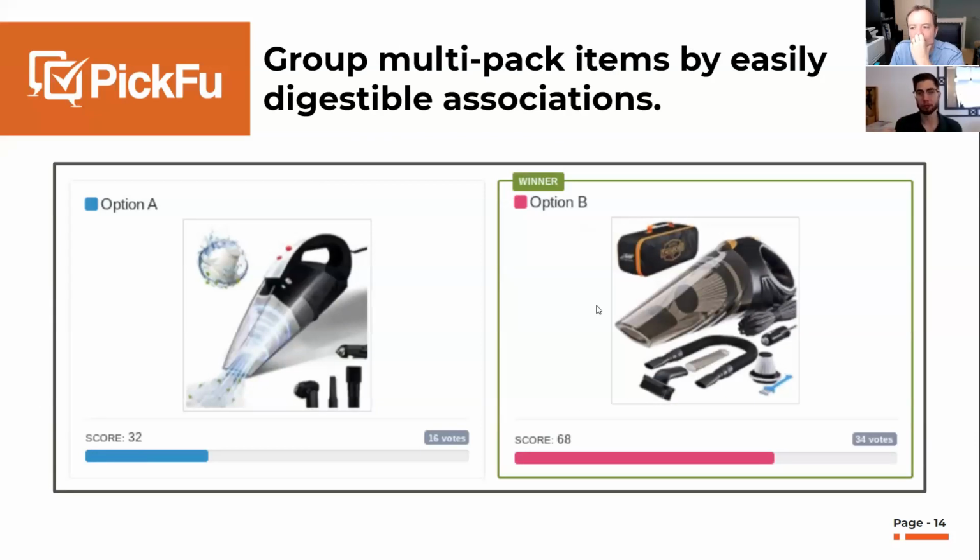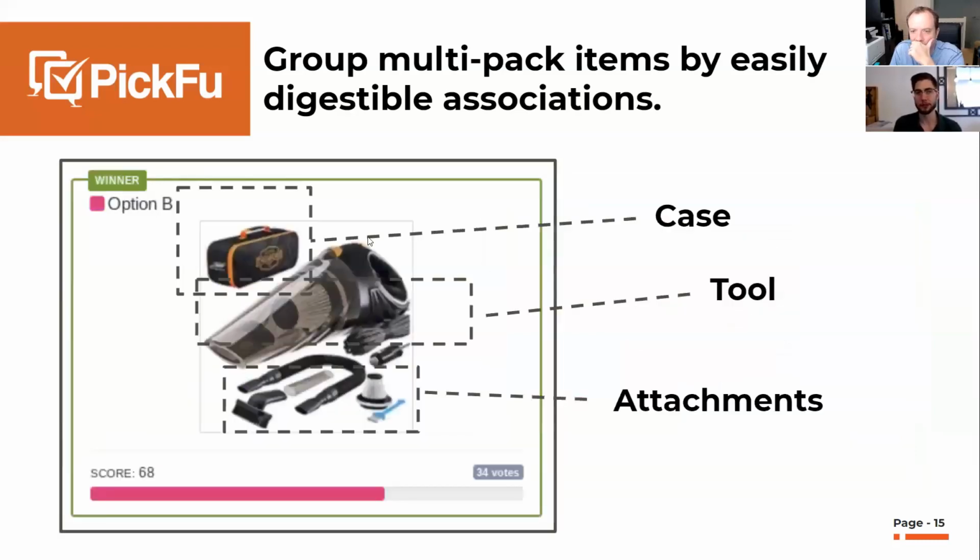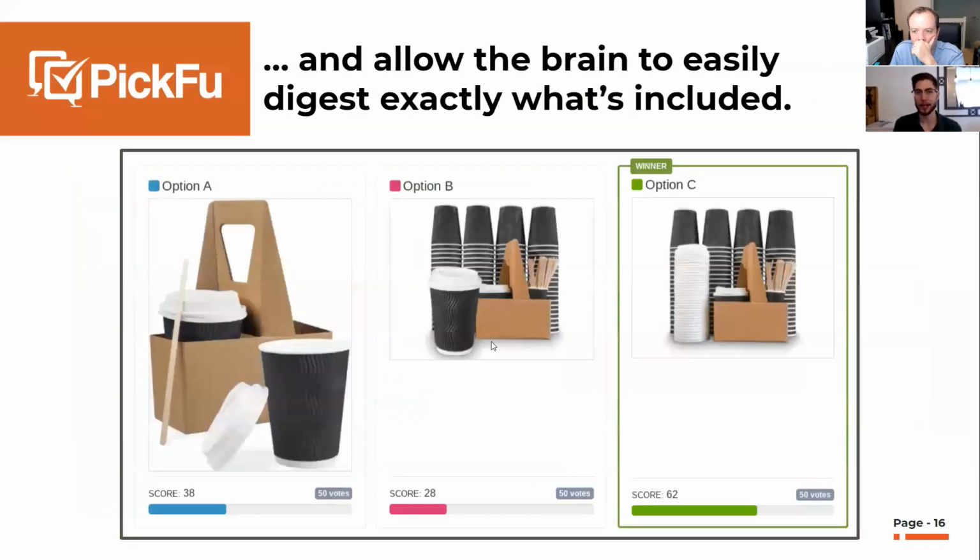A few other tips for main images that I'll give is that if you have a multi-pack item, you want to group the items by easily digestible associations. So, if we're comparing option A to option B here, it might just be like, well, option A is a mess, and obviously option B is going to be the winner. But let's break down why that is. The reason this is much more effective is because it's grouping by the logical associations in this pack. So we've got the case, we've got the tool, we've got the attachments, right? This is another really good example of allowing the brain to easily digest what's going on.